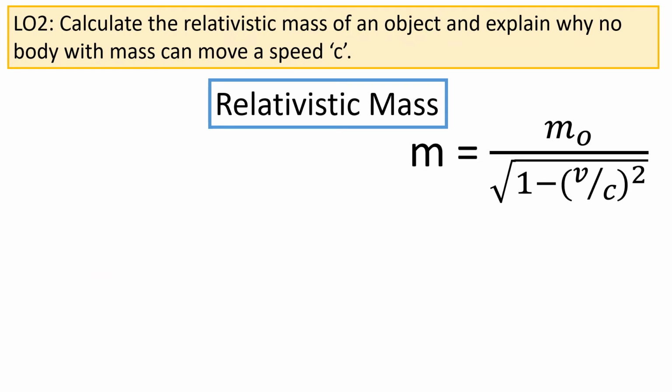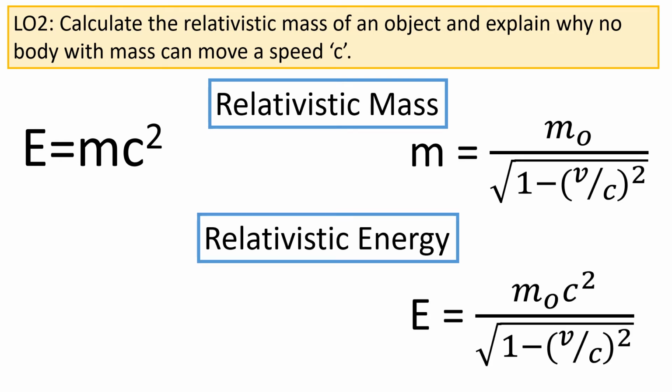Further to this, we also need to understand the equation for relativistic mass. You may recall the idea of rest mass. The rest mass, m0, is the mass an object has when it is stationary. This equation states that the mass of an object m, the relativistic mass, increases as the speed of an object increases. You may also recall the equation E equals mc squared. This allows us to define a relativistic energy E equal to m0, the relativistic mass, times c squared, the speed of light squared, divided by the factor root 1 minus v over c squared.